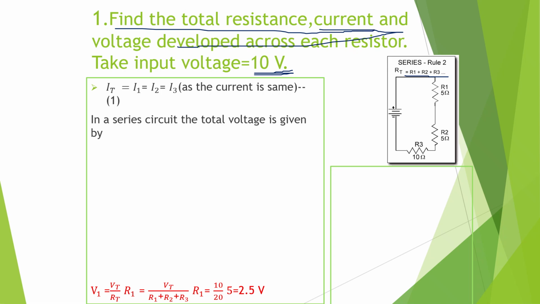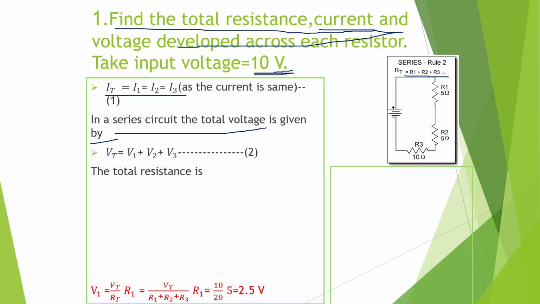My next step is to find out the current. In a series circuit the current is the same, so the voltages are different. The current is the same here. IT is equal to I1 is equal to I2 is equal to I3, and in a series circuit the voltages are different. It is VT by the total resistance RT. It is a summation of resistor. The current is the same current and the voltages are the summation of the voltage.